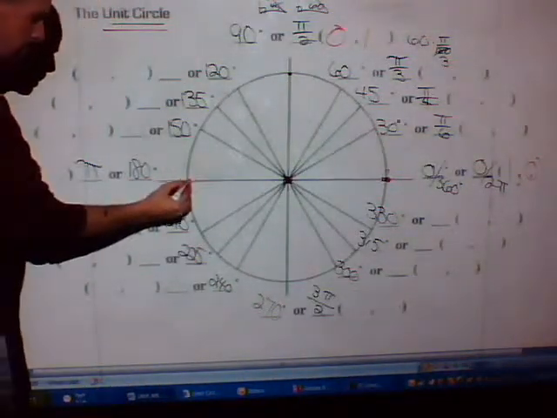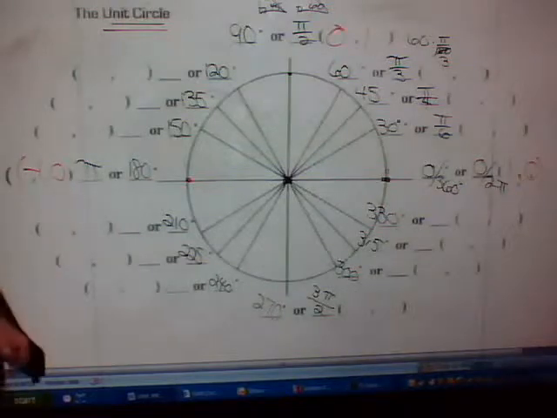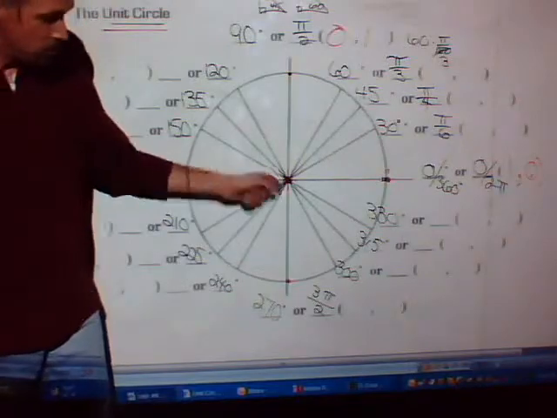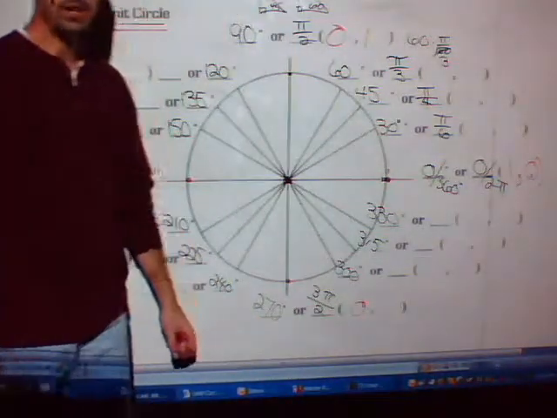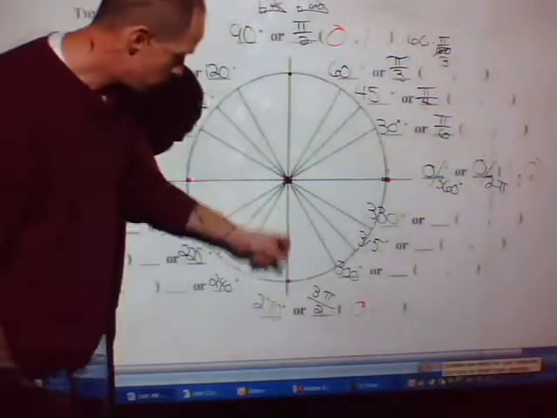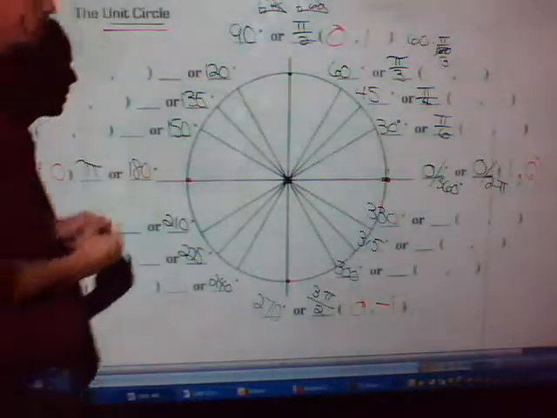Over here, this is a nice point. We go -1 for the x and 0 for the y, because we're not moving up or down at all. So that's (-1, 0). Down below here, this point, the x value would be 0. And the y coordinate, since we're going down 1, would be -1. Okay? Now, let's look at some of these points.